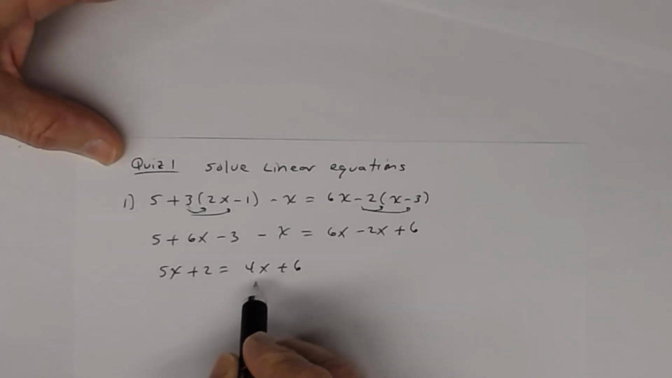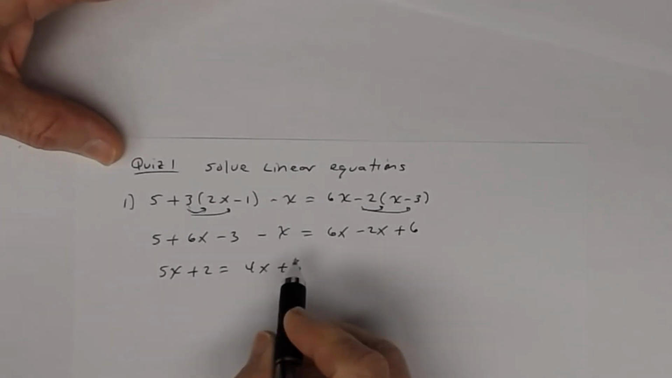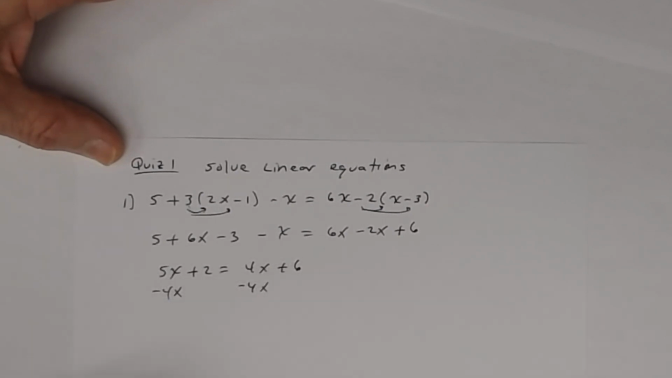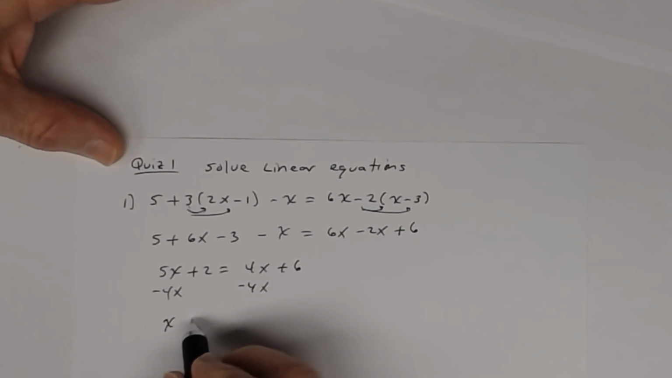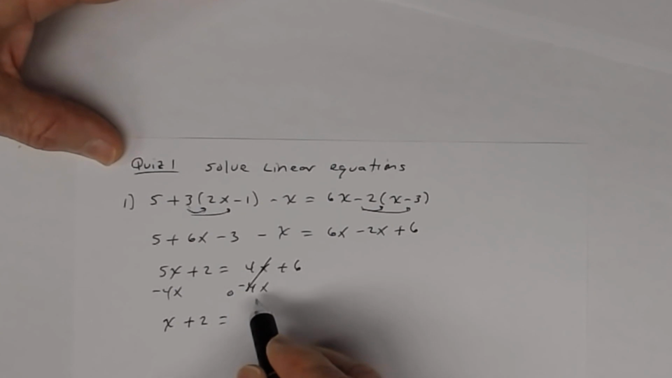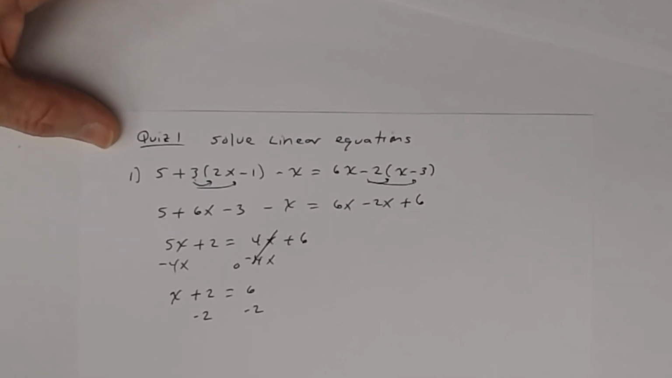So I have this linear equation, so I'm going to bring the variables to one side, constants to the other. So let's go ahead and subtract 4x on both sides. And when I do that, 5x minus 4x is 1x plus 2 equals 4x minus 4x is 0. 0 plus 6 is 6. Subtracting 2 from both sides to get x by itself.